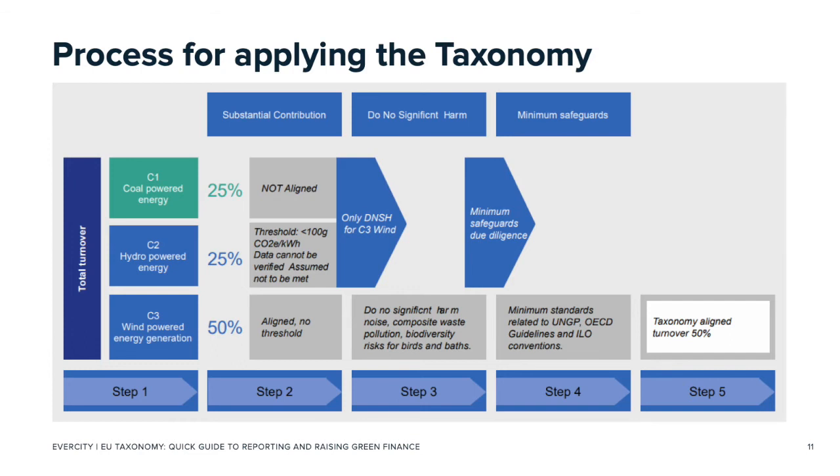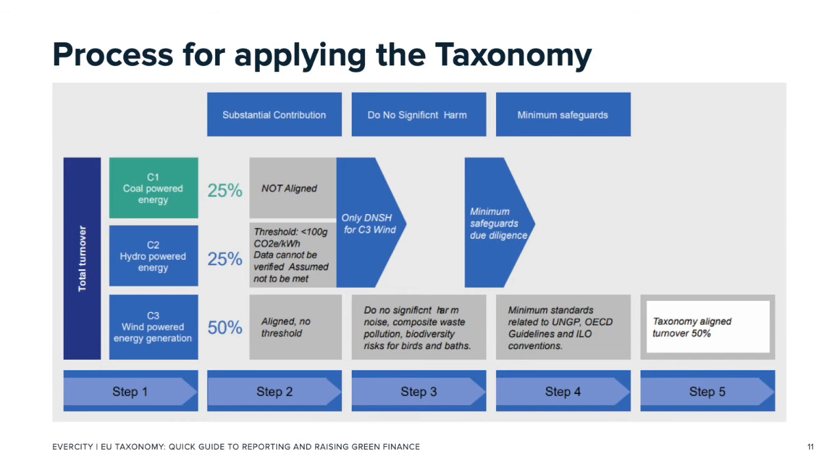And finally, the company would undergo social safeguards to see whether its basic social policy meets the taxonomy requirements. And then finally, they get their result. So it's kind of a funnel through which you filter all your activities and it gets narrower and narrower. And finally, you identify your aligned percentage. This is how it goes.